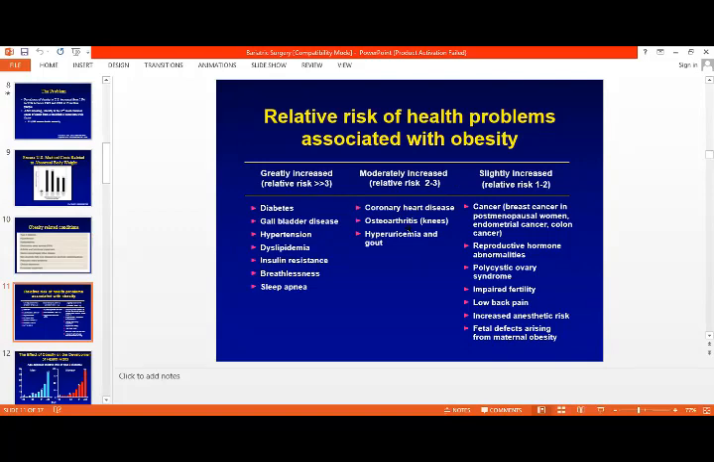And 2 to 3 times more common than in the normal person is the risk of coronary heart disease, knee osteoarthritis, and gout, and all these things. Plus, there is also a slightly increased risk of different cancers, especially breast cancer and uterine cancers in postmenopausal women, and colonic cancer. Also, polycystic ovary syndrome is a common thing in obese girls, and fertility problems, backache, and all these issues. So there are a lot of health problems related to obesity.